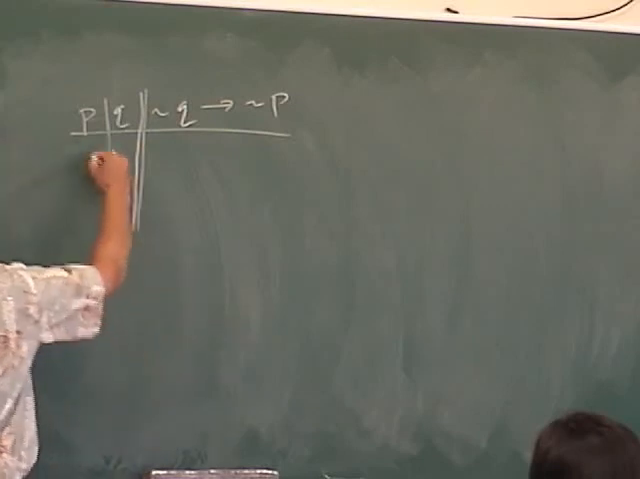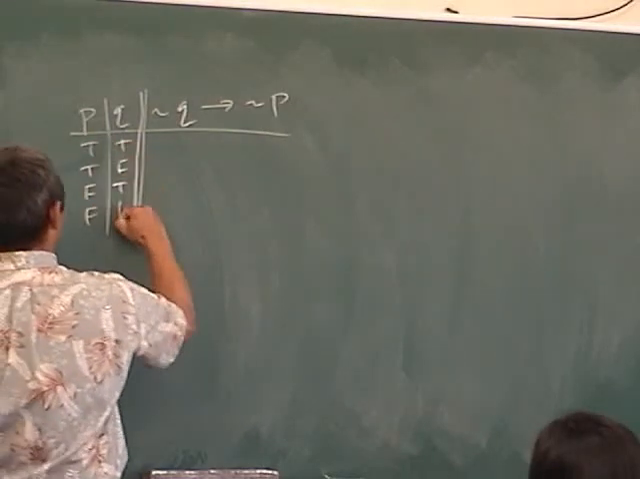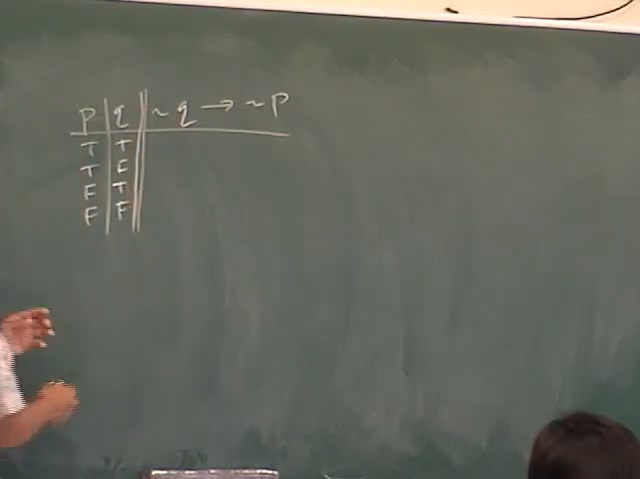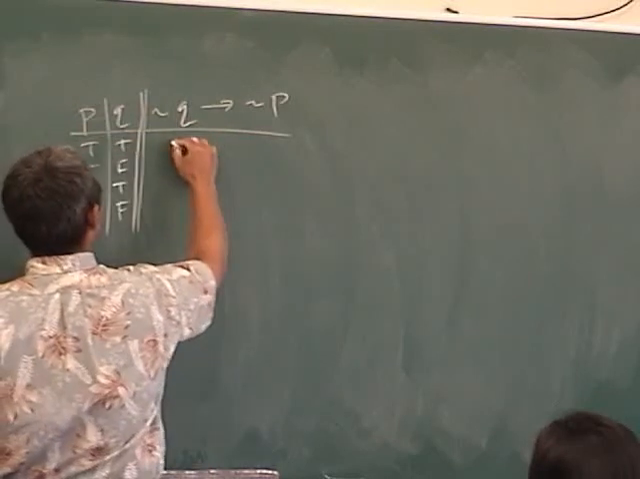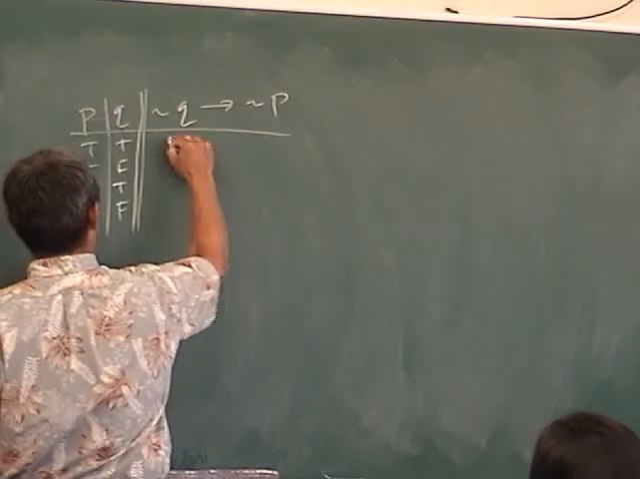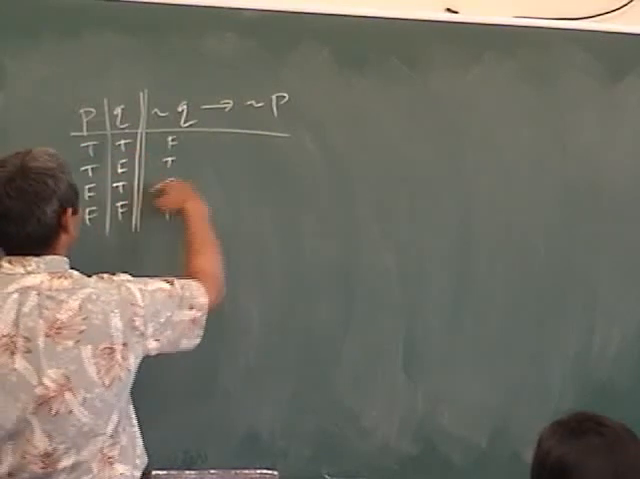What are the 4 possibilities? True, true, false, false for P, and true, false, true, false for Q. This does not change. That always stays the same. That's just standard. Okay, so if Q is true, false, what is not Q? False, true, false, true. And if P is true, true, false, false, not P is going to be false, false, true, true.